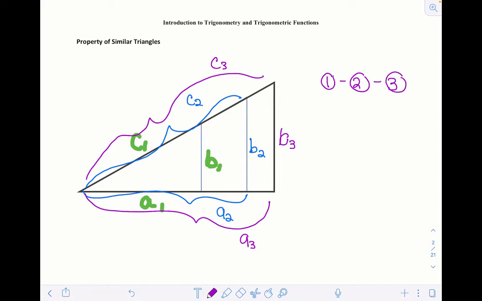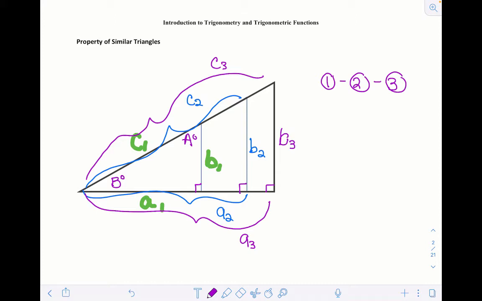What that means to be similar triangles is if you look at the triangles, for one, the angle measurements are going to be the same. So I'm going to call this angle capital B, and I'll call the other angle capital A, and then we've got a 90-degree angle in the corner. No matter which triangle you look at, those angles are the same. So that's one thing that holds true for similar triangles. So all the angles are the same. The lengths are different. So the length of A sub 1 is shorter than the length of A sub 3.